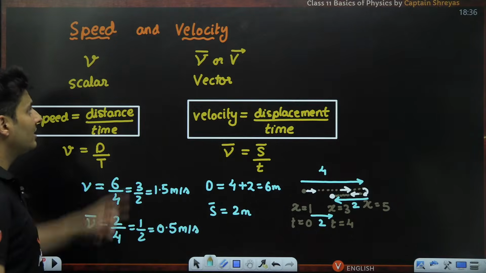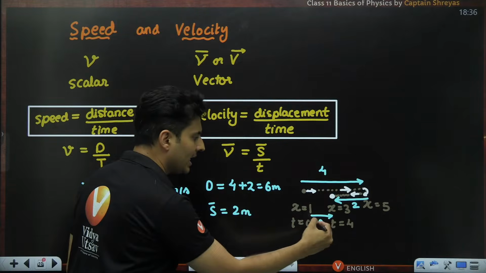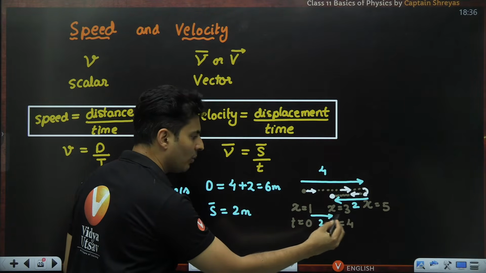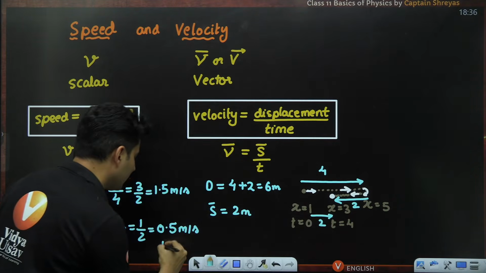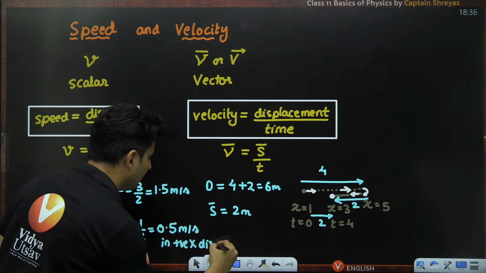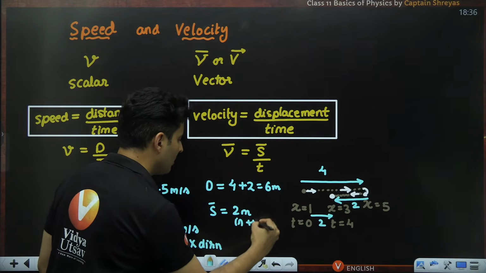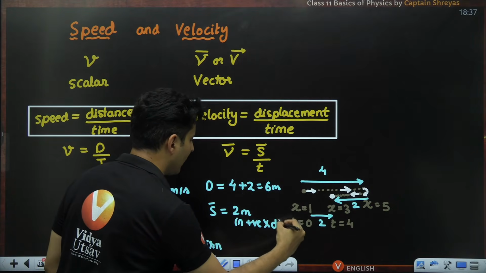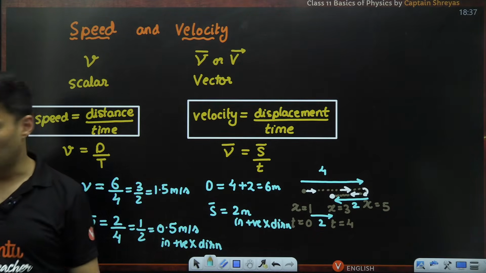But since velocity is a vector, I need to give direction. Can you see which direction I have moved? I have moved in the forward direction, isn't it? So in the positive x direction. Same thing, 2 meters in the positive x direction. So that is enough to describe the vector quantity.